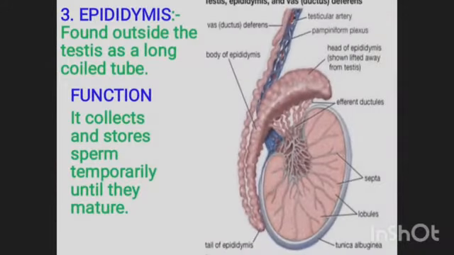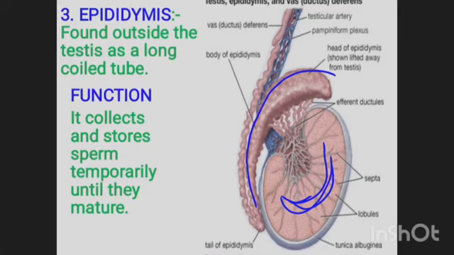Now we have what we call the epididymis. So the epididymis is found outside the testis as a long, coiled tube. So it's on the testis, just inside. If the scrotal sac is peeled off, we'll see this curve. This is the body of the epididymis. It's on the testis. And what is the function? When the sperm is produced by the seminiferous tubule inside the testis, this particular structure collects and stores the sperm temporarily until they mature.